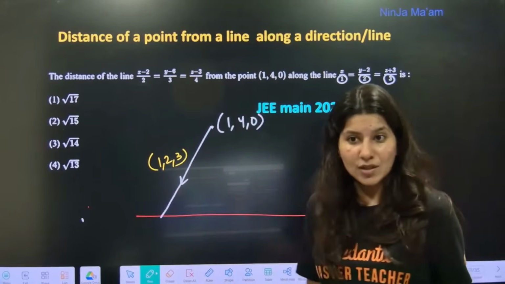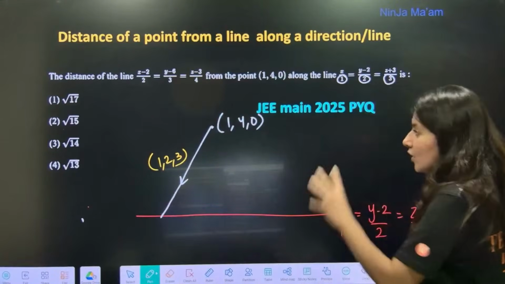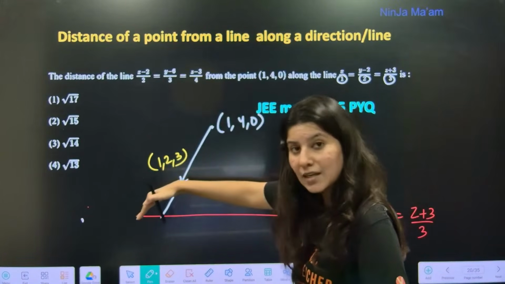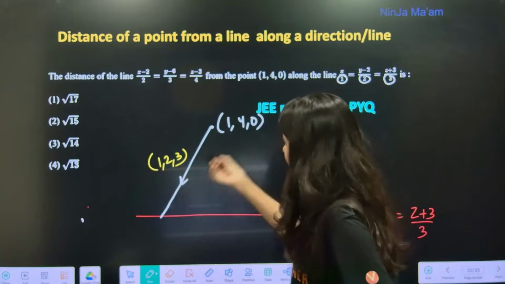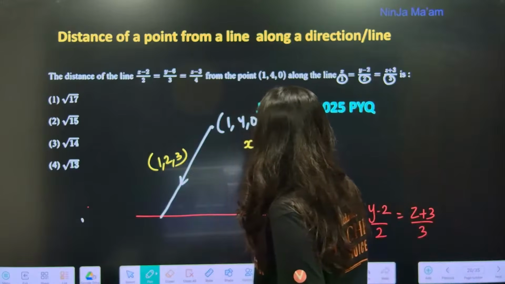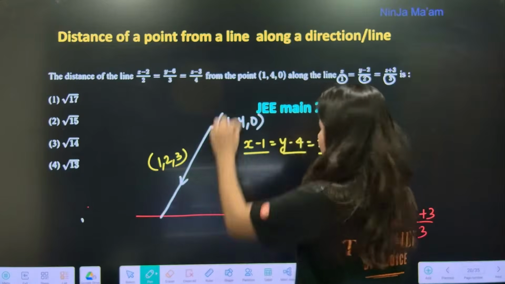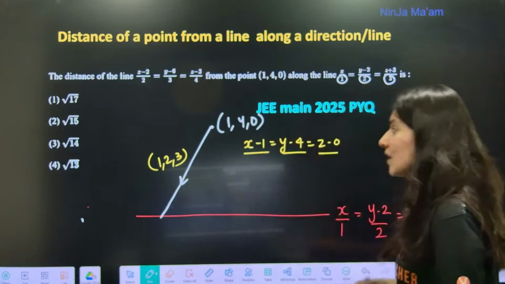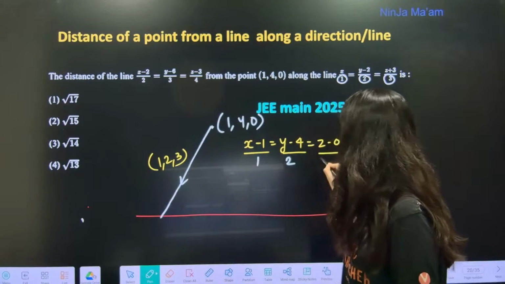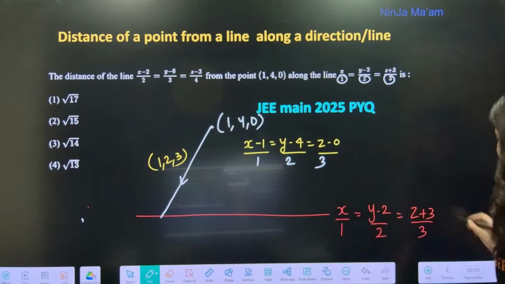So in this question, when the distance of a point along any direction or line is asked, you have to write the equation of this line. Can you write the equation of this line? Yes, ma'am. Writing the equation of this line is very easy. You just have to write x minus 1, y minus 4, z minus 0, because this particular line is passing through 1, 4, 0. And now what do you need, ma'am? We need direction. Direction is 1, 2, 3. Okay, so this line is ready for you, and the original line is also ready for you.